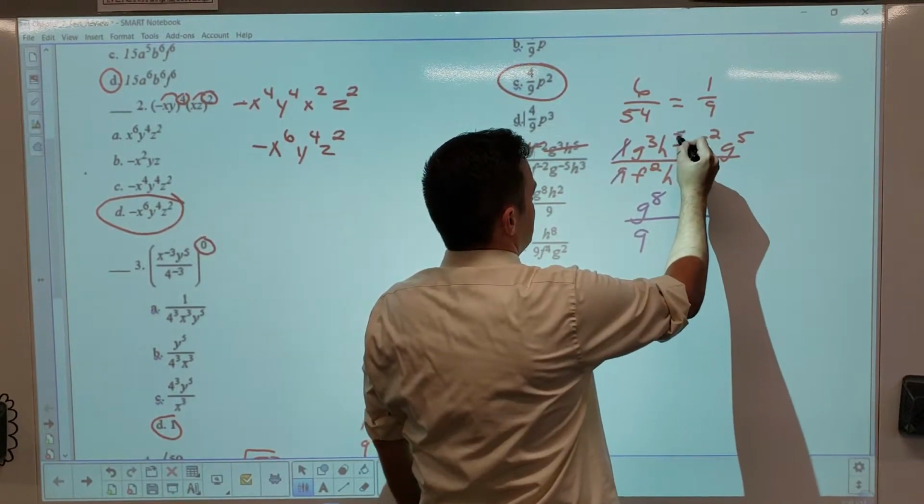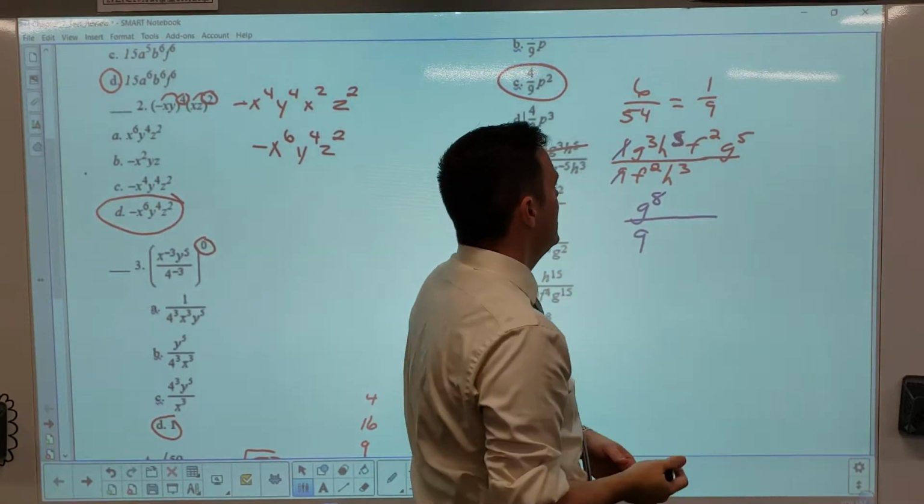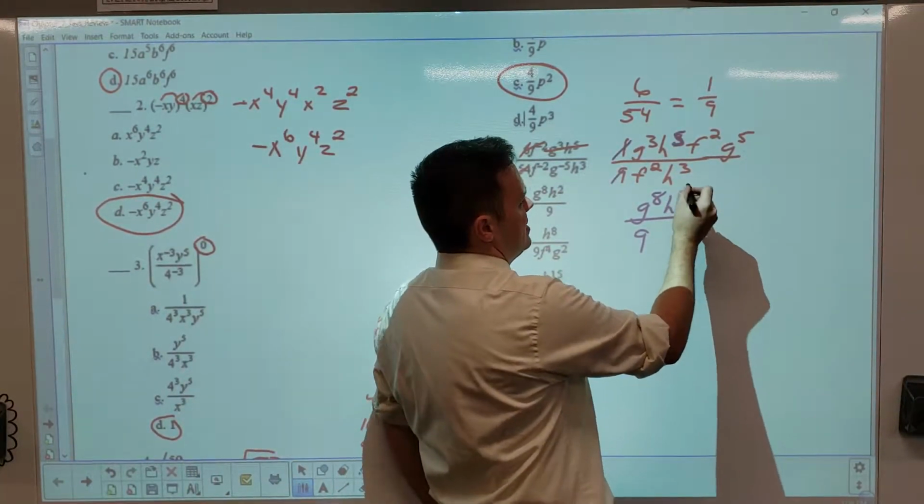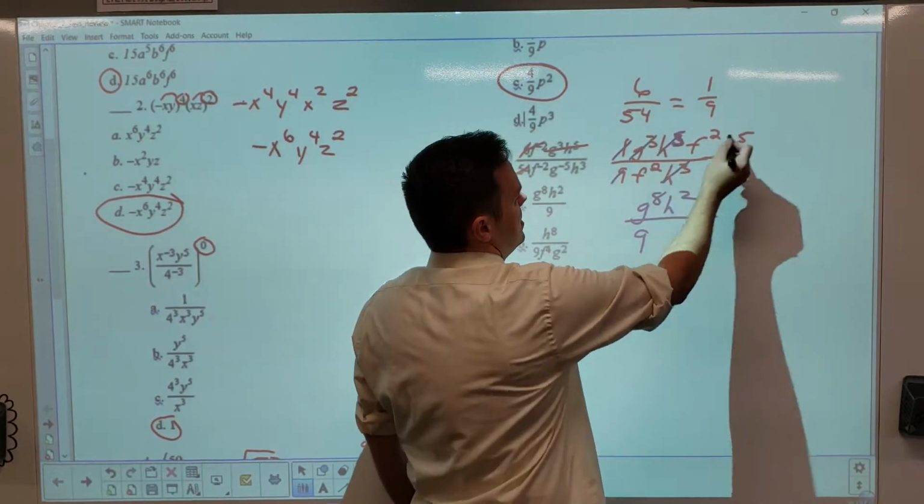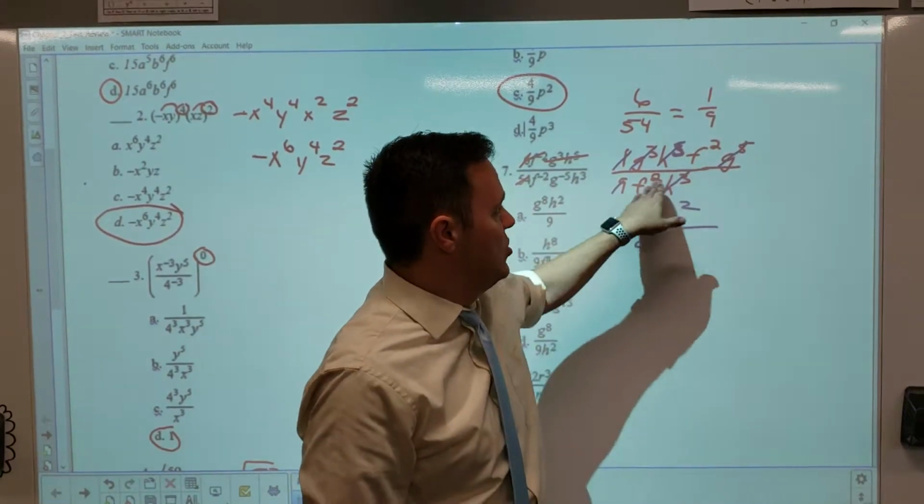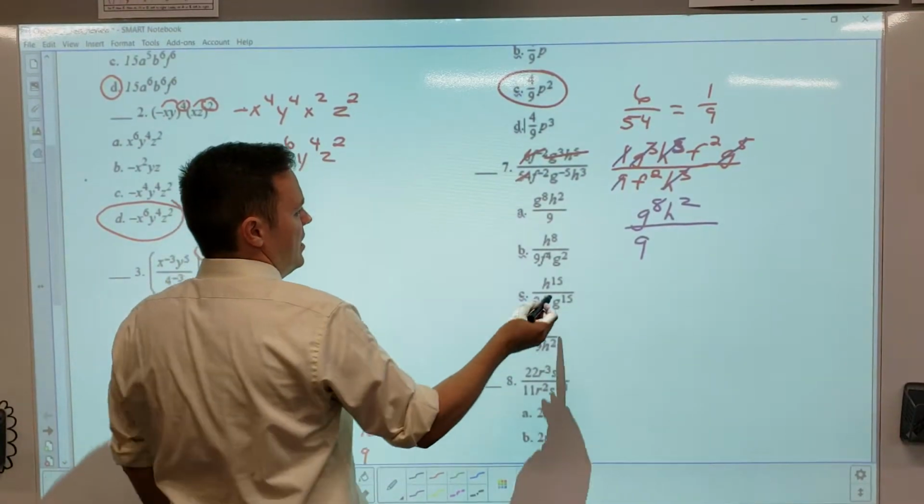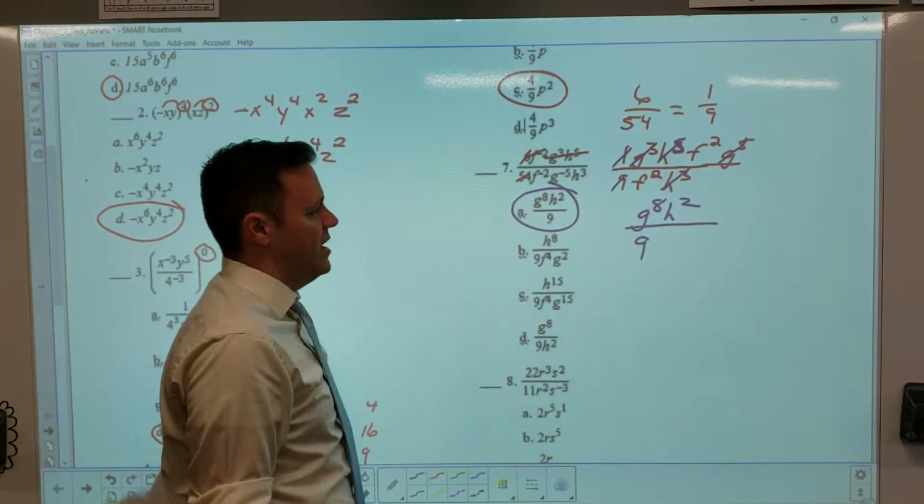Sorry, this is supposed to be h to the 5th. My bad, I wrote that down wrong. So now when it's h to the 5th, you're left with h to the 2nd on top, because these cancel out, and then these two over each other actually cancel each other out as well. And your answer, ladies and gentlemen, is A.